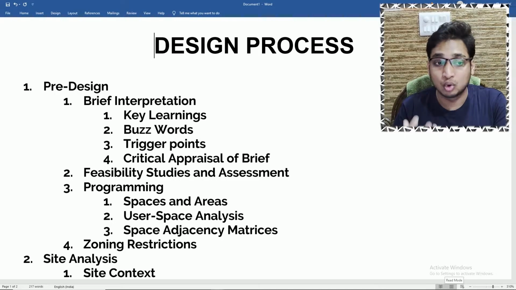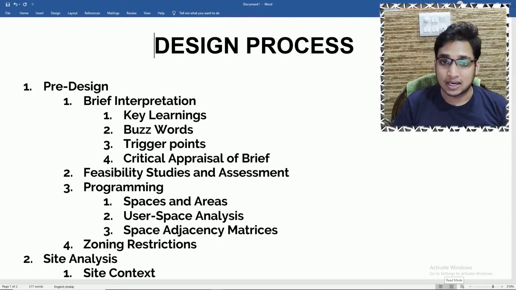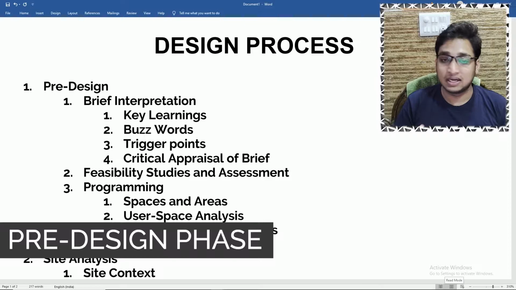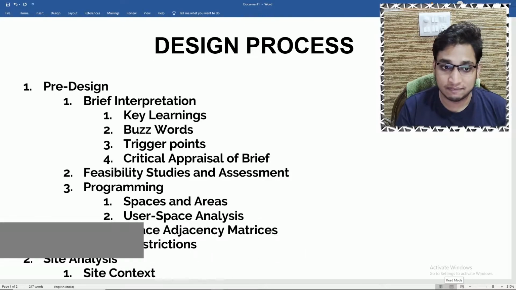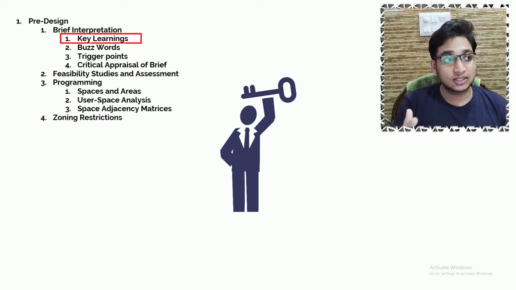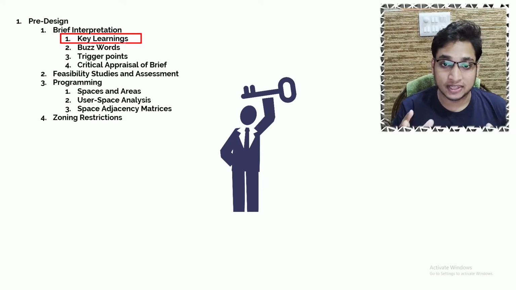So when we start with any design, there is a pre-design phase where we get a brief and we have to understand that brief and interpret our learnings. Now, the first thing when we get a brief is to get ourselves a passage of key learnings. Now, these are the most important thing. From the key learnings, we get to learn a lot. We understand what are the requirements. It can be a passage, or it can be just a list of functions which helps us to move forward.